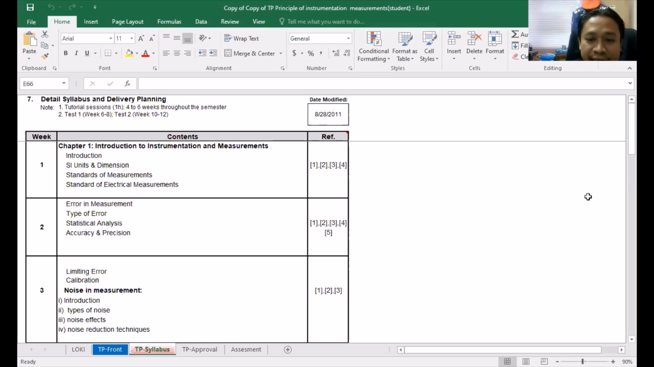As for the technique for the class, maybe I will use online similar to this one, maybe using Webex. I'm not sure why today, when I tried using Webex, there was some error with my camera and microphone. That's why I changed to Zoom.